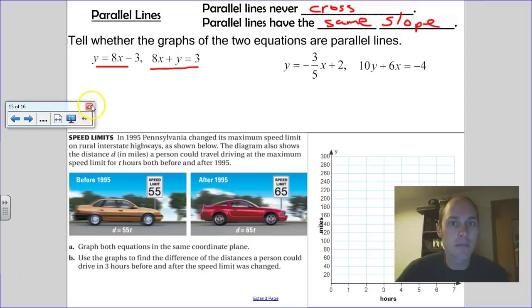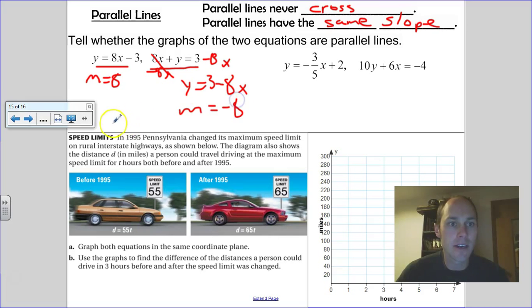So I can look at this graph and this one. Are they parallel lines? Well, this one's slope is 8. This one, I don't know the slope yet. I have to subtract 8x from both sides to get y by itself, so it's in slope-intercept form. And I see y = 3 - 8x, or negative 8x + 3. This one has a slope of negative 8. So these are not parallel.